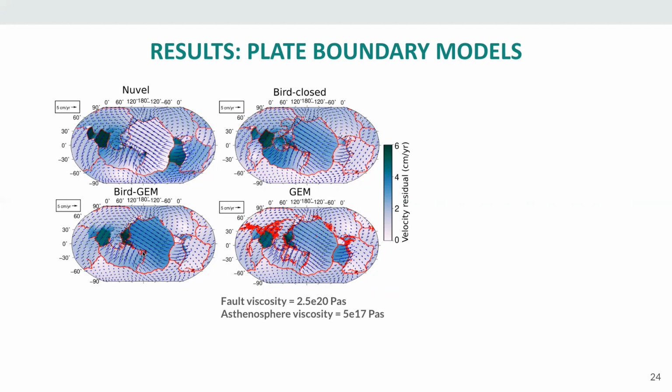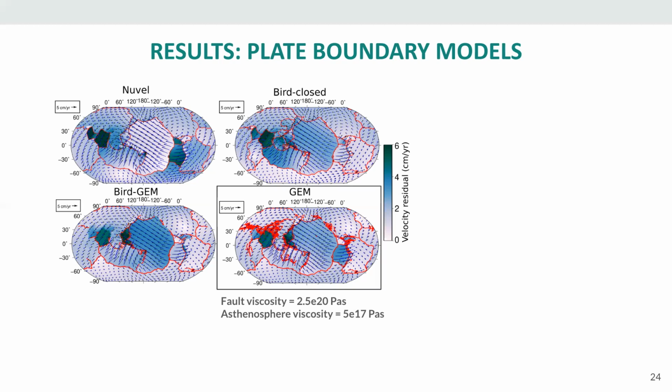And one thing you notice here is that, so again, the lighter colors are the regions which have low residuals, and the darker colors are the regions that have high residuals. So one thing you would notice is that different plates perform differently based on the plate boundary geometry we have employed. For example, in the Nuvel model, the Pacific plate fits really well, but not so well for the other plates. And in the Bird GEM and GEM models, the North American plate fits well, and additionally in the GEM model, the Eurasian plate fits well too with the observations.